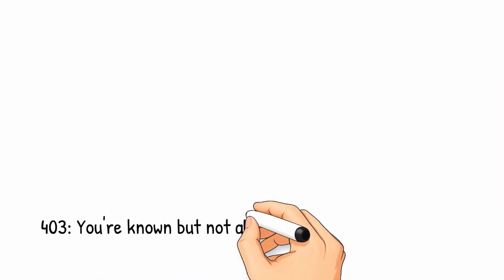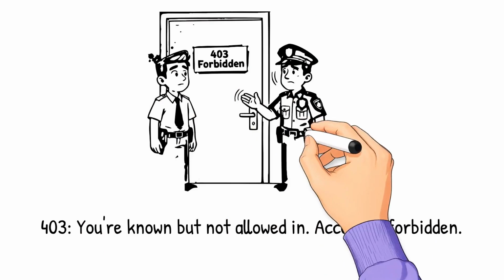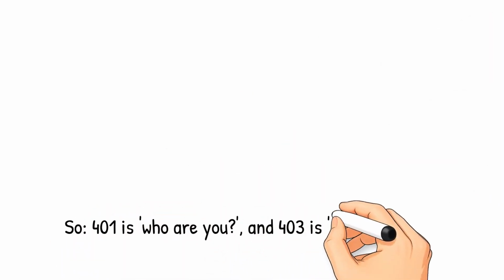403 means forbidden. Here the server knows exactly who you are, but you're still not allowed in. Think of it as a door where the guard recognizes you and says, "Sorry, this area isn't for you." So, 401 is "Who are you?" and 403 is "I know you, but no."